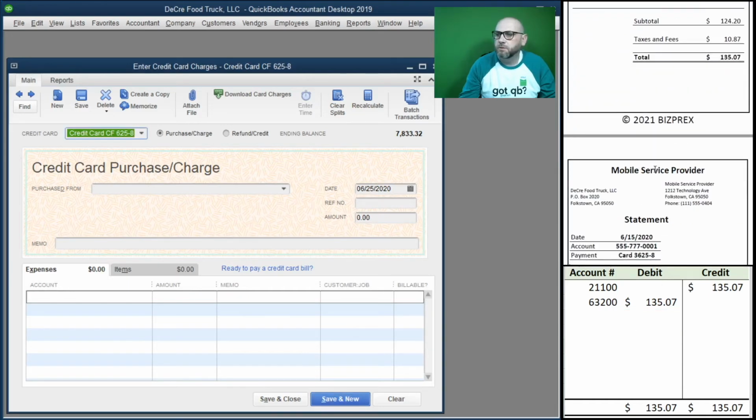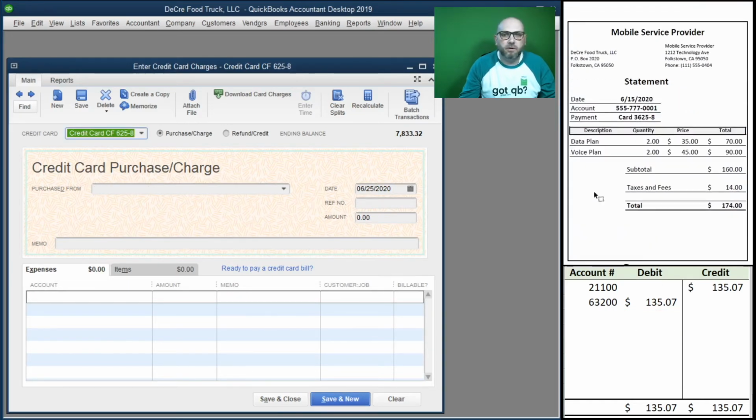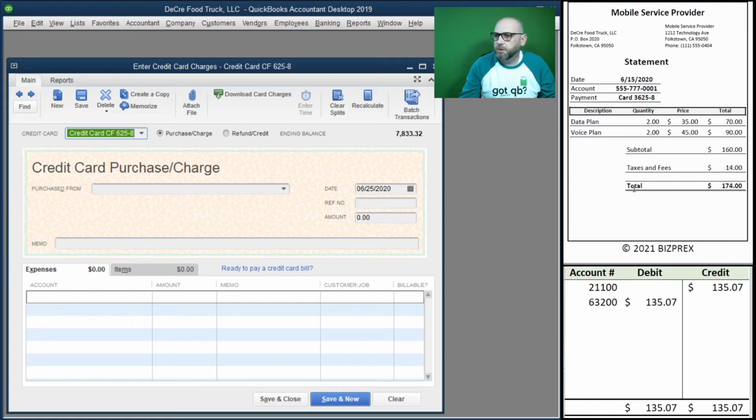Save and new. All right, now we have our cell phone bill, right? We pay it every other month, right? It covers 2 months at a time. So we're going to go ahead and book this one.